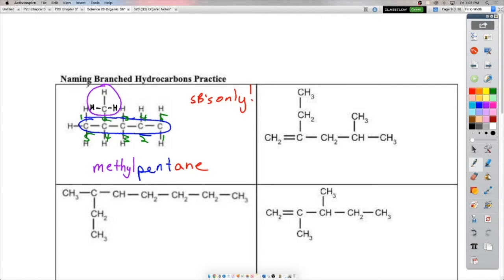Well, we should give the branch the lowest number possible, right? There's no double or triple bonds to worry about here that we have to give priority to. So we'll give the branch the lowest number, and we'll say it's 2-methylpentane. So we will not number it this way, because then it would be 4-methylpentane. So not that way, this way.